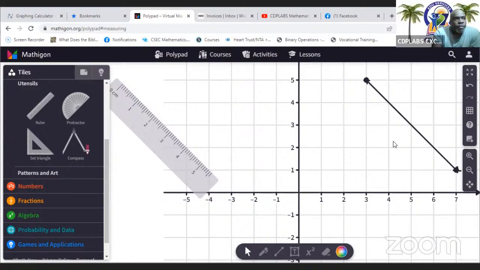Now, if you're going to find the gradient, gradient is equal to, this is the terminology for gradient.